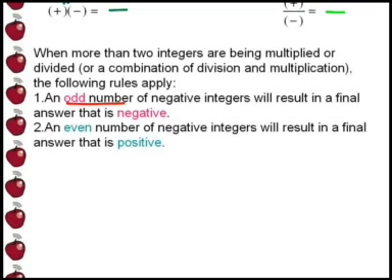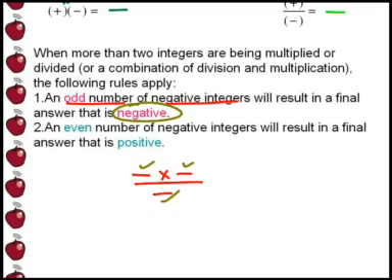In other words, if you have 1 or 3 or 5 or 7 negative integers being multiplied, such as a minus times by minus times by minus, or for instance a minus times by a minus divided by a minus, there is an odd number of minuses: 1, 2, 3 or 5 or 7. Your answer is always going to be negative.